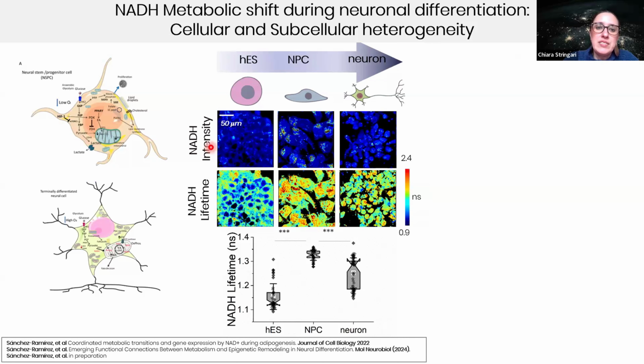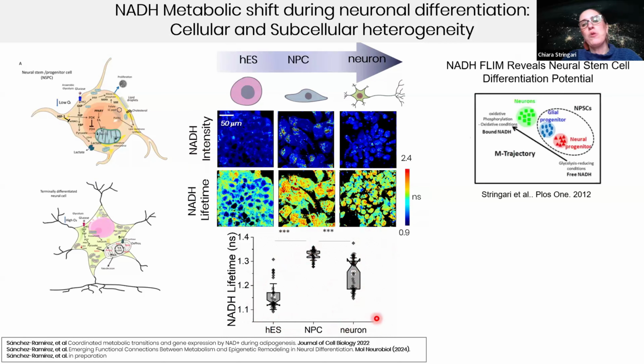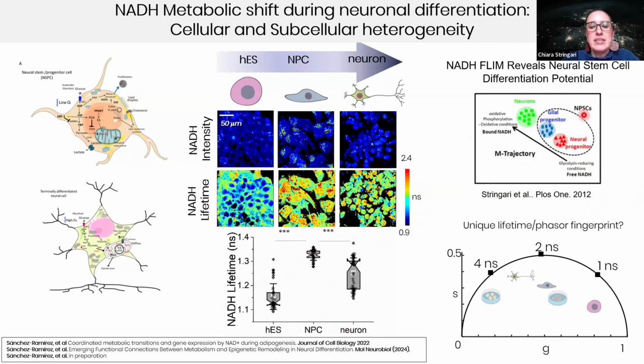So what we have been doing so far is that we are able to measure metabolic shifts during neuronal differentiation, and we can characterize cellular and subcellular heterogeneity. So in embryonic stem cells, human embryonic stem cells, neuronal progenitor, and neurons. So these are dopaminergic neurons. And I just want to point out that with this technique we demonstrated that we can also distinguish neuronal progenitor and glial progenitor in mouse cells. And we're really trying to understand and characterize the lifetime with different biomarkers in the phasor space to find a unique fingerprint for the differentiation stages of cells.